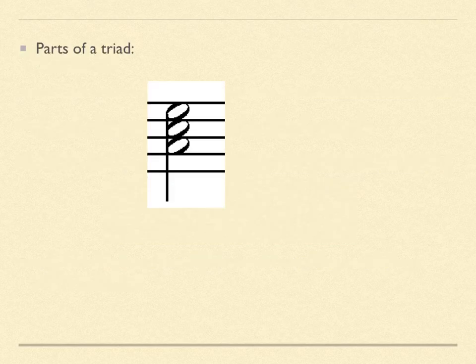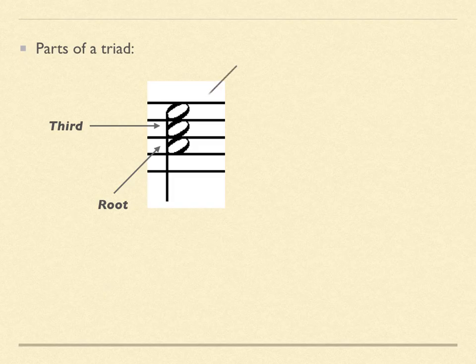Let's name the parts of a triad. The bottom note is called the root, the middle note is called the third, and the top note is called the fifth.